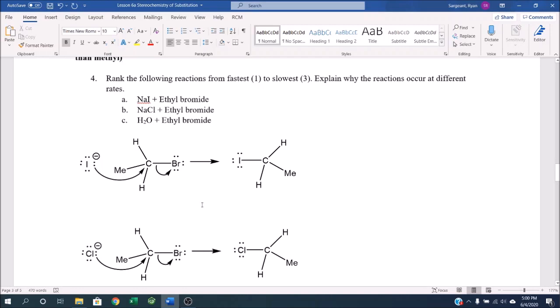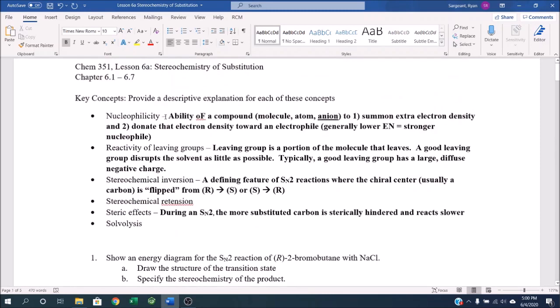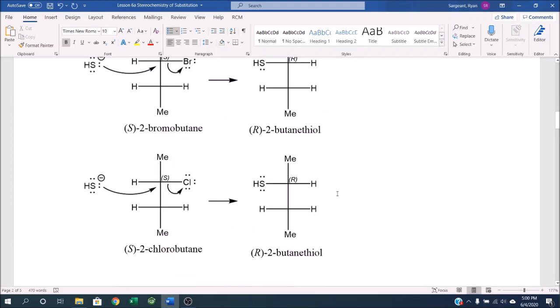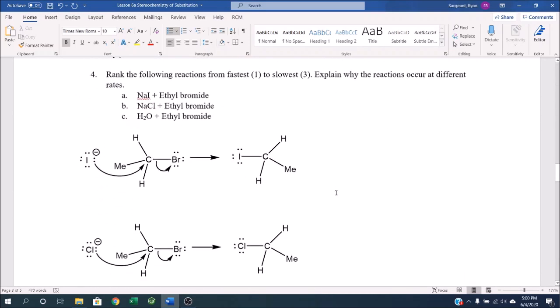Let's now go back and revisit what it is that makes something a good nucleophile. So nucleophilicity is the ability of a compound to, 1, summon extra electron density, and then 2, donate that electron density toward an electrophile. So both of these nucleophiles, the first 2, the iodide and the chloride, both have a negative charge. So in terms of the first criteria of being a nucleophile, they have the same amount of extra electron density. So the only difference is that second criteria.